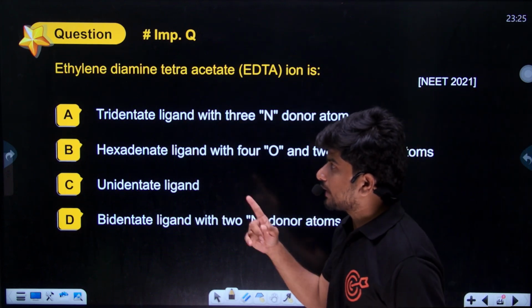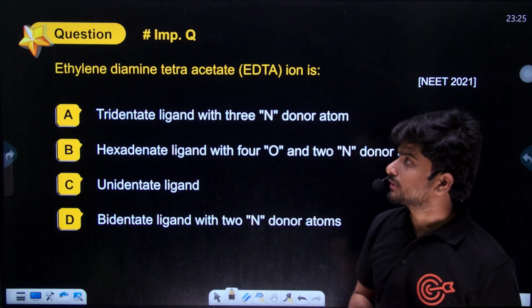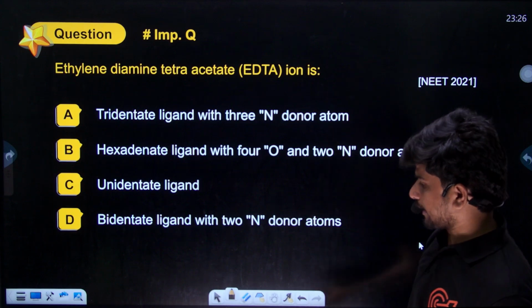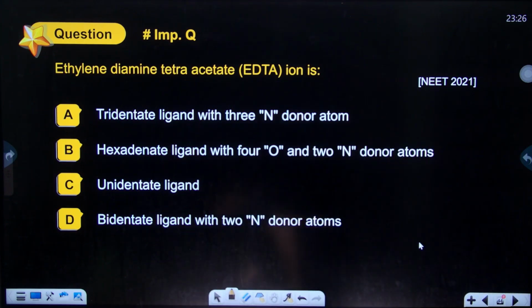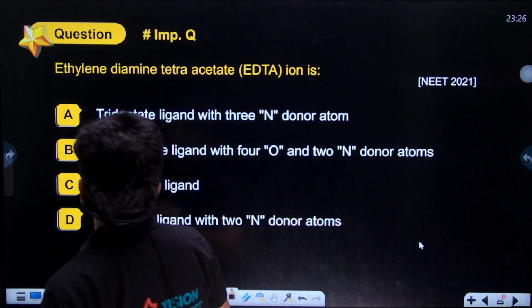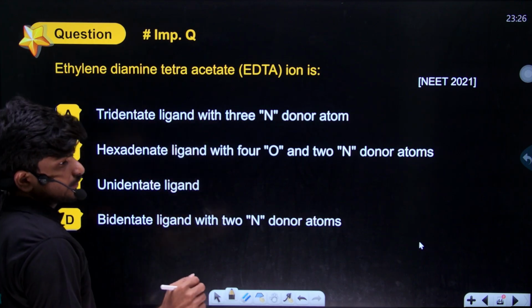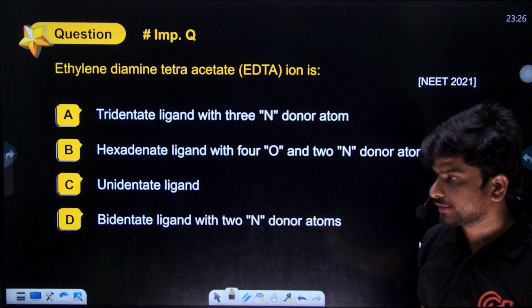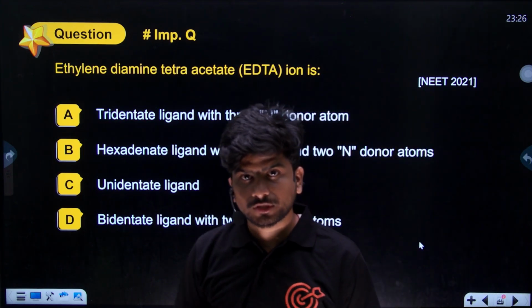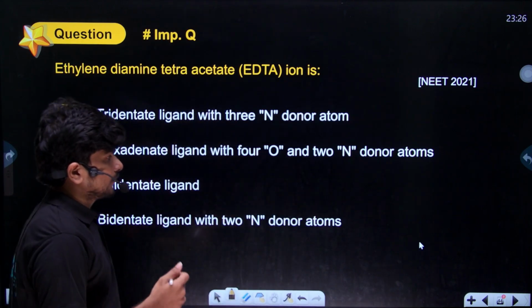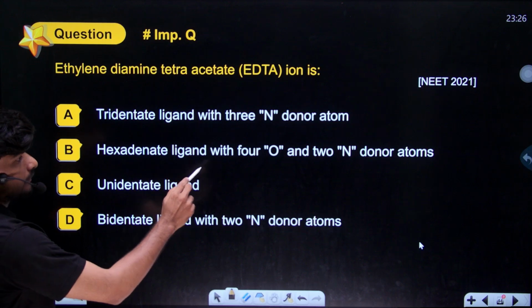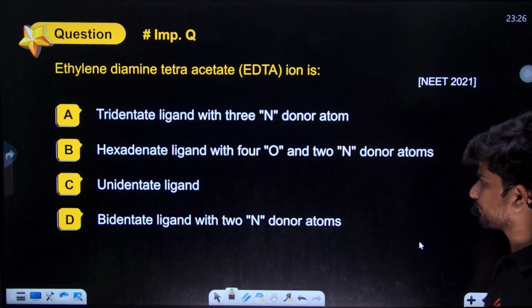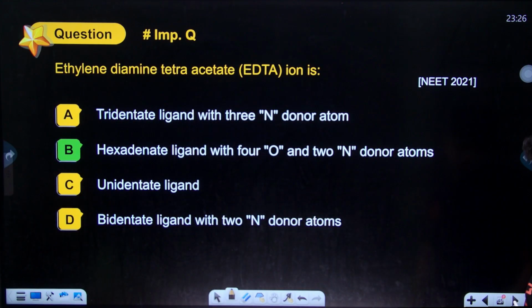So we ended our last class with a question: the ethylenediaminetetraacetate (EDTA) ion is what? EDTA has two diamines and you have tetraacetate in it. There are two nitrogen atoms which are donors and four oxygen atoms which are donors. So you have a hexadentate ligand with four oxygen atoms and two nitrogen donor atoms. So B is the right answer.